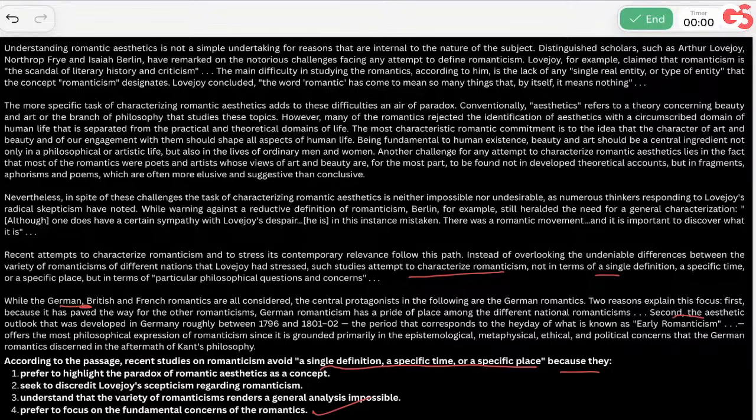D is correct. तो क्या प्रॉब्लम आ रही है? यही आ रही है कि because they prefer to focus on the fundamental concerns of the romantics.